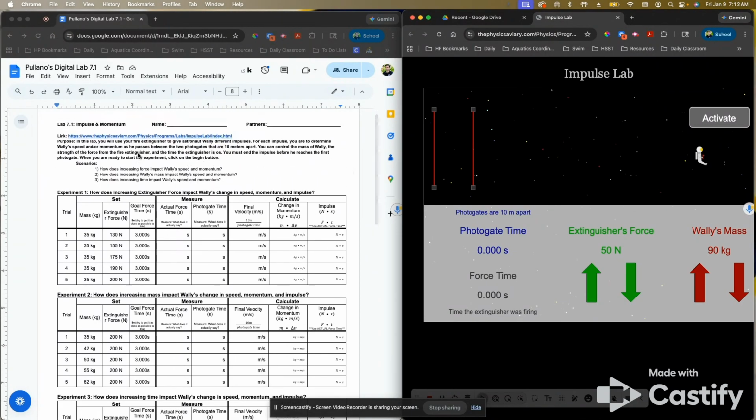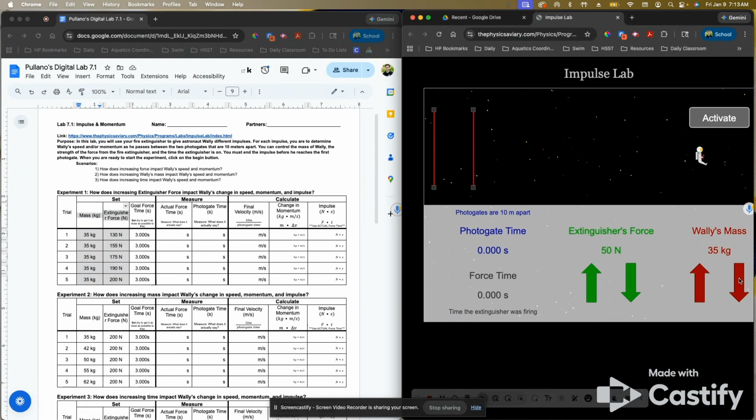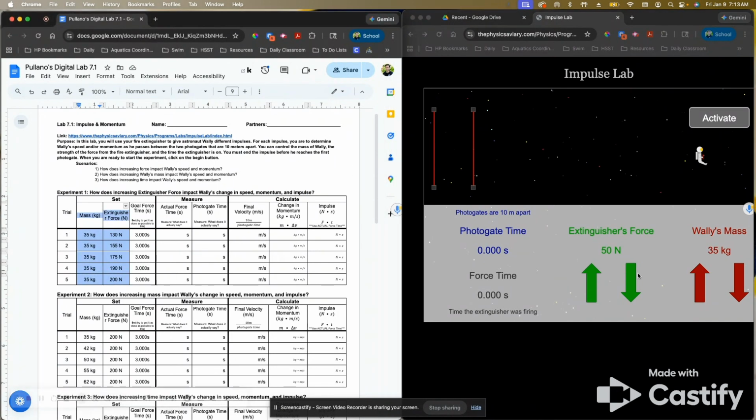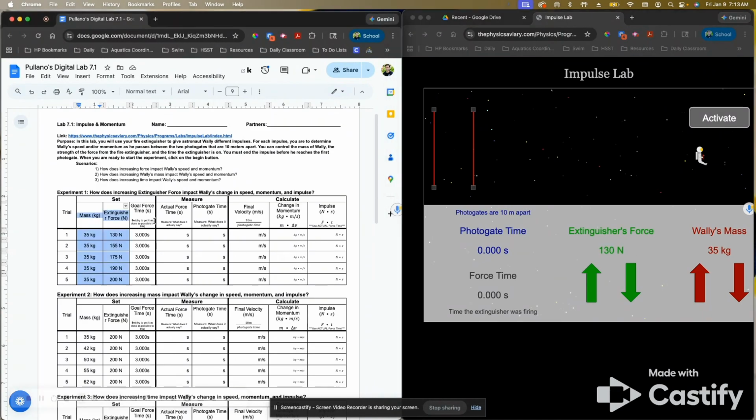So we're going to do three experiments today. The first one is how does increasing the force impact Wally's speed and momentum? How does increasing Wally's mass impact Wally's speed and momentum? And how does increasing time impact Wally's speed and momentum? So for the very first one, I'm going to set my astronaut to have a mass of 35 kilograms. I'm going to have my first trial be at 130 newtons. And I'm going to try to have my extinguisher activate for about 3 seconds. If you're not exactly 3 seconds, that's totally fine, not a big deal.